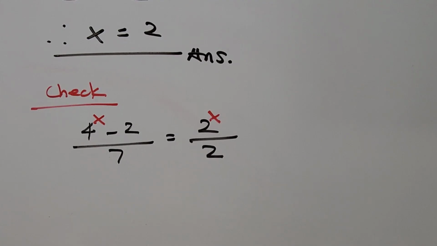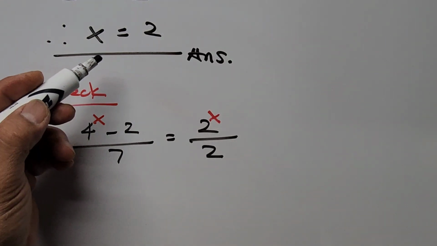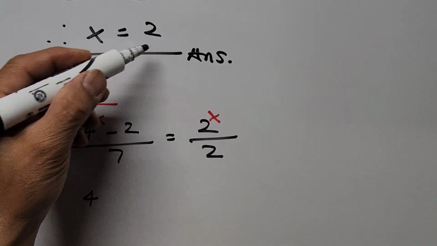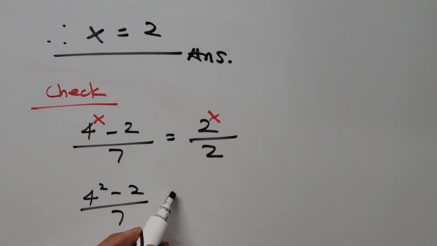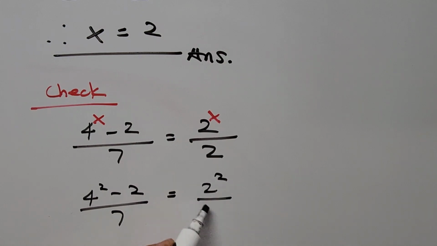And so now we're checking our answer. We have here the original equation. Substitute the value of x that we have just found, x equal to 2, into this original equation. So this is now (4 squared minus 2) divided by 7. On the right-hand side, 2 to the power of 2 divided by 2. Are these values equal? So let's find out.